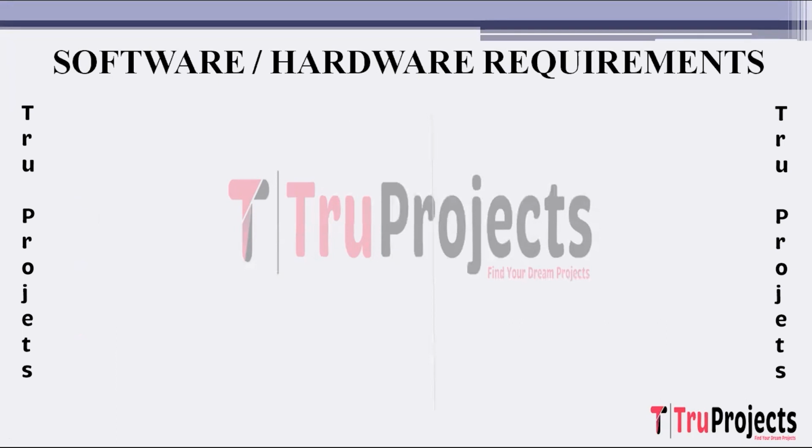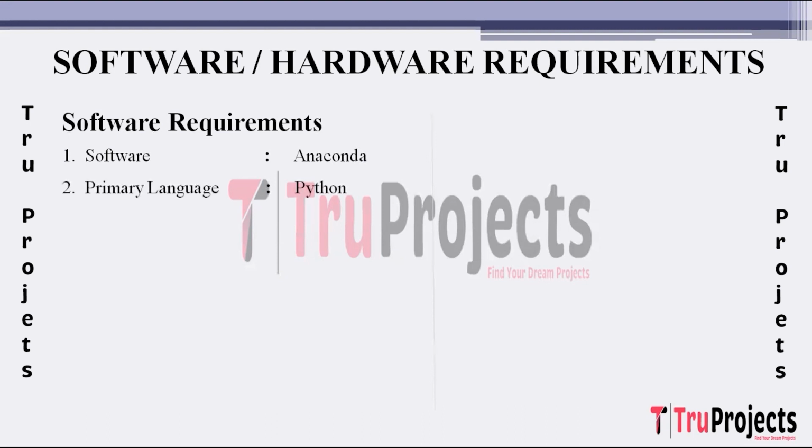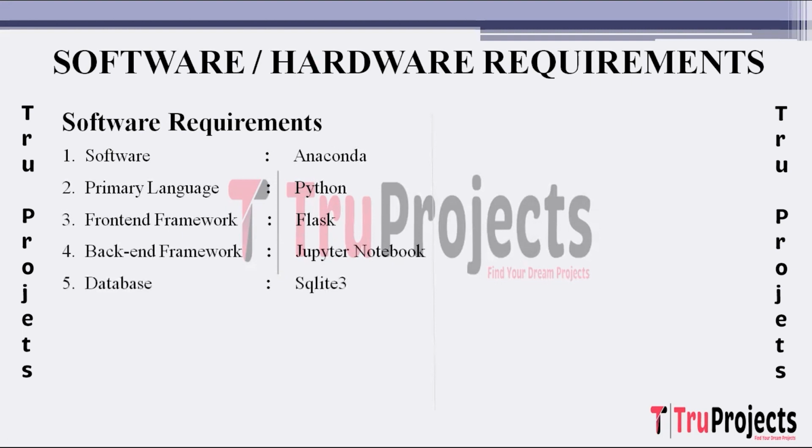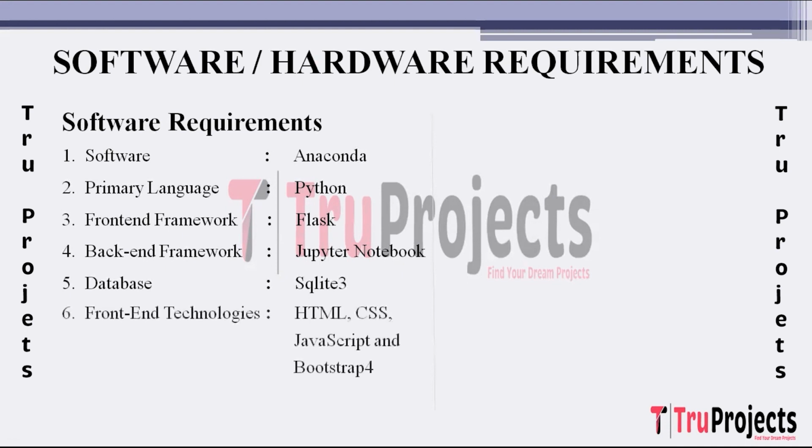Requirements needed to execute this project are software requirements. Software needed is Anaconda. Primary language used is Python. Front-end framework used is Flask. Backend framework used is Jupyter Notebook. Database used is SQLite 3. And front-end technologies used are HTML, CSS, JavaScript, and Bootstrap 4.